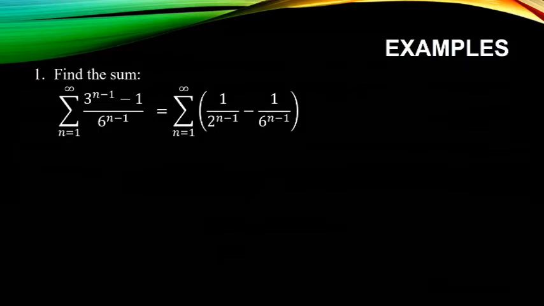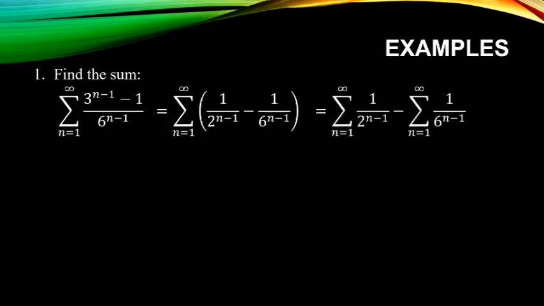So this is a summation of the difference. So we can simply get the summation of each terms. So we have the sum of 1 over 2 raised to n minus 1 minus the sum of 1 over 6 raised to n minus 1.